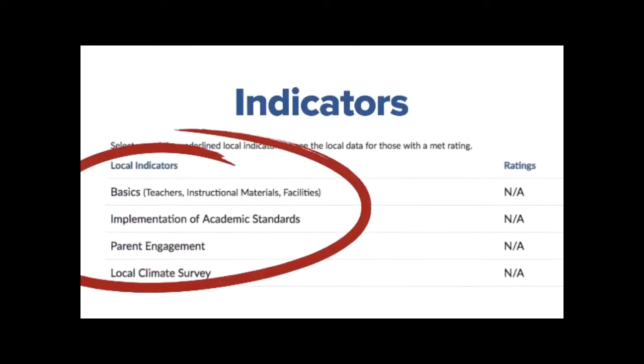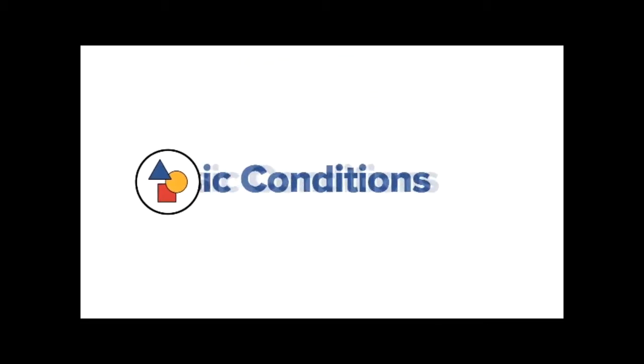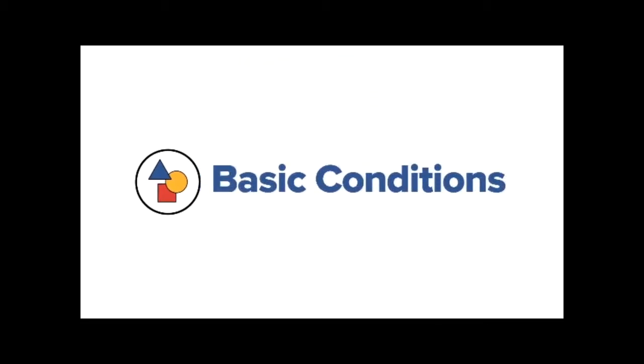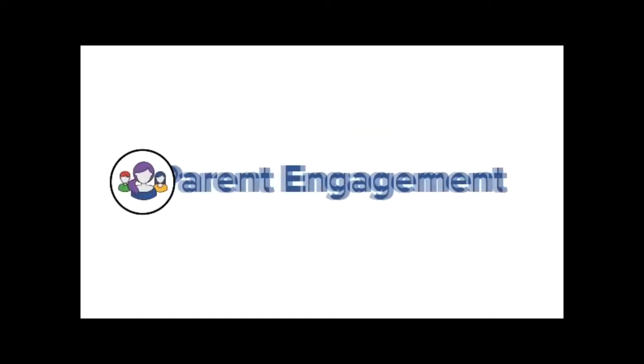The dashboard measures progress by looking at different performance measures known as indicators. The first four indicators are locally measured by each school district. The first indicator is basic conditions. We measure whether students have access to the latest learning materials, such as textbooks, and are learning in a safe and clean environment. Next is parent engagement.